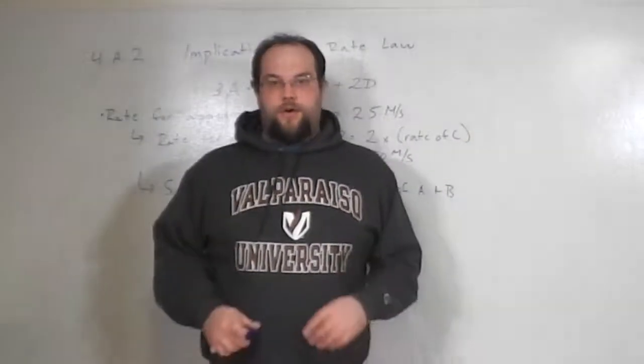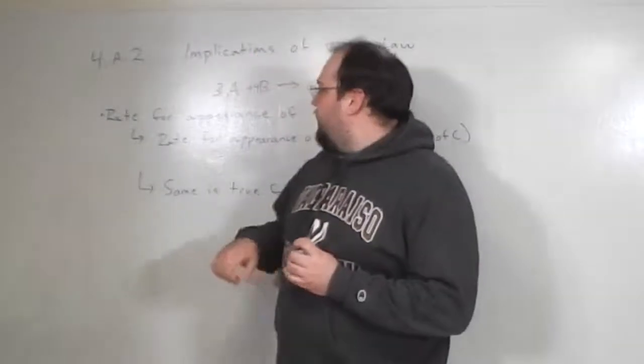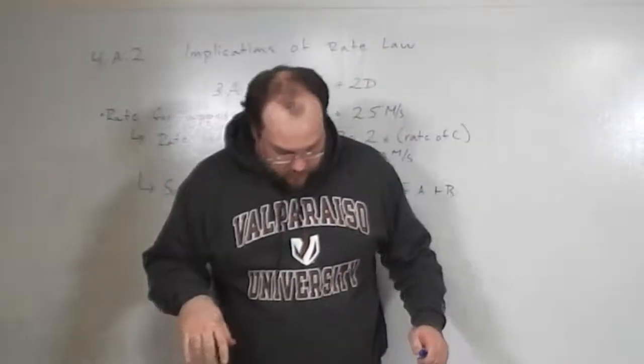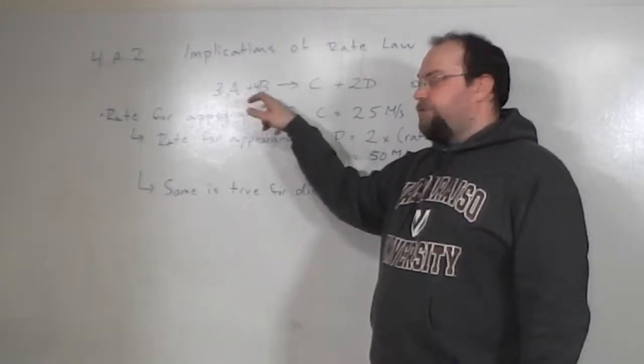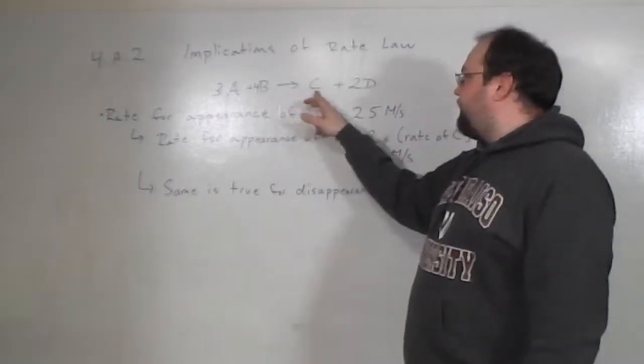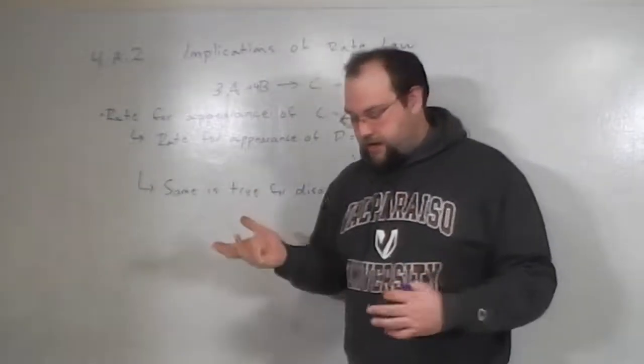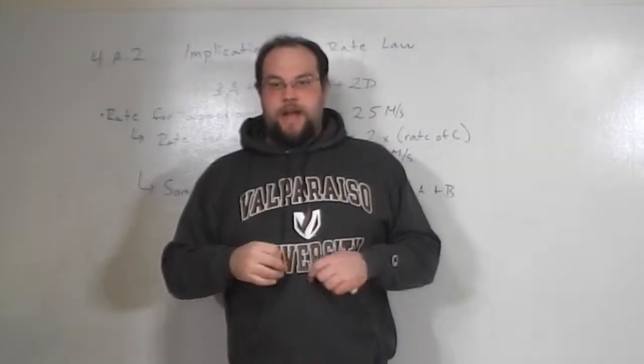Okie dokie. So, hopefully you guys had enough time to take down the notes. So this is our equation. It's a generic equation. Alright, it is 3A plus 4B yields C plus 2D. I just made it up, just tossed on some coefficients. And I'll give you the rate.